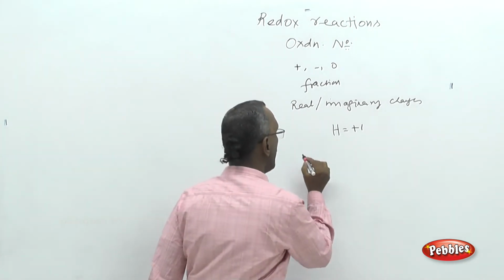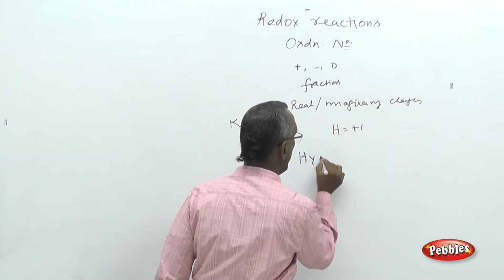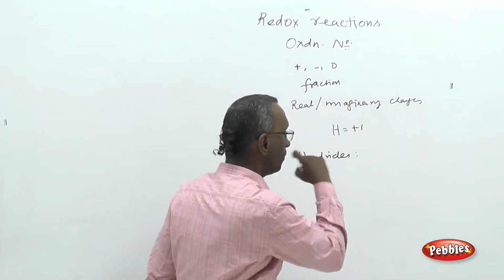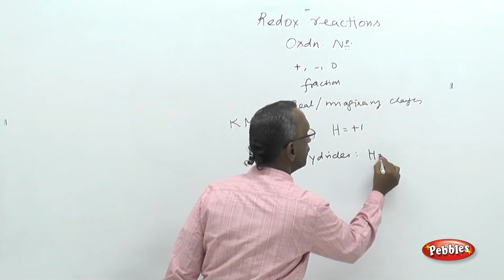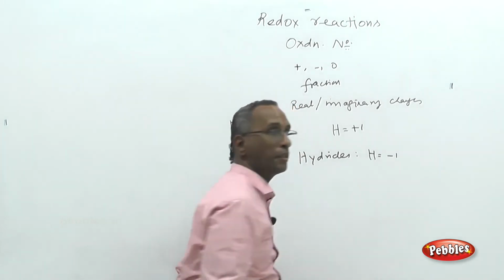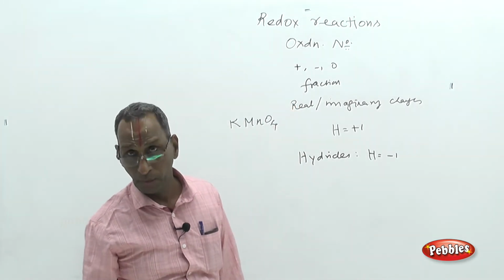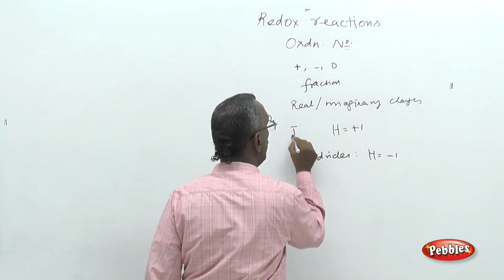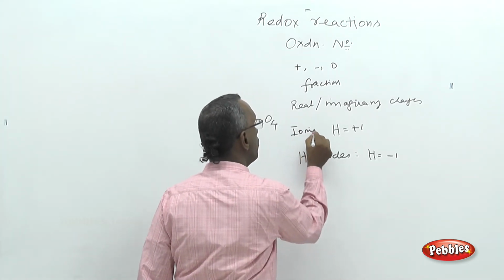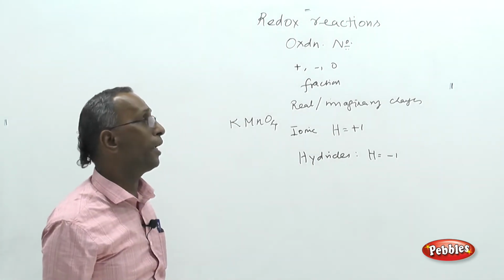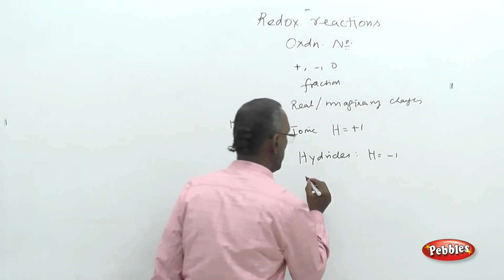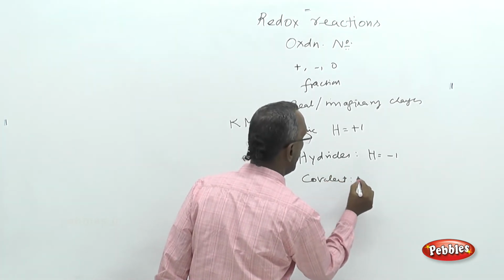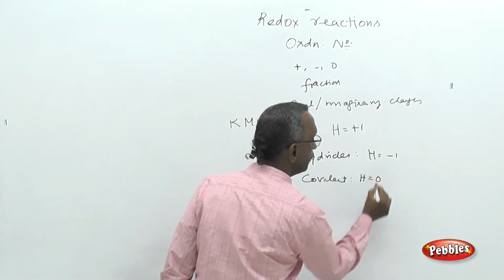But only in a type of compounds called hydrides, just now we have seen about the type of compounds, hydrides, only in hydrides, the oxidation state of hydrogen is taken as -1. Hydrides are also ionic compounds. In all other ionic compounds, hydrogen oxidation state is taken as +1. In the case of covalent compounds, oxidation state of hydrogen is taken as 0.